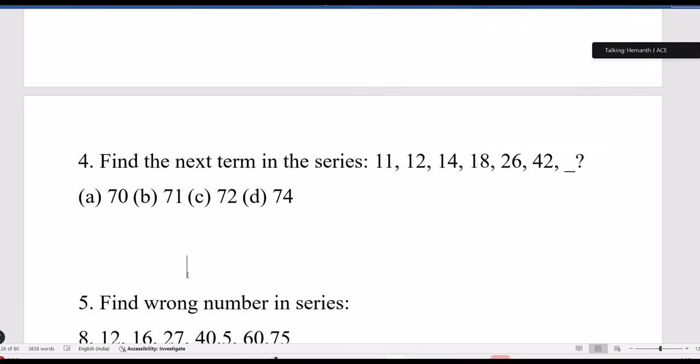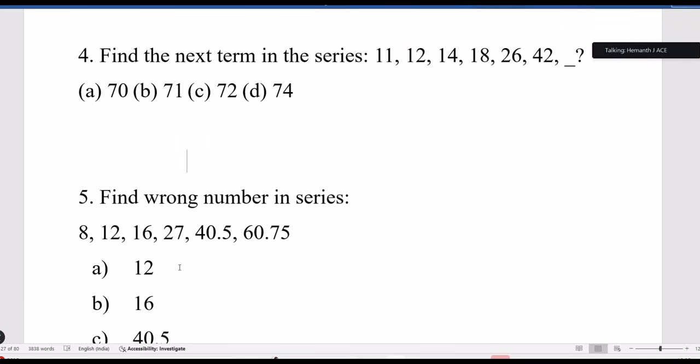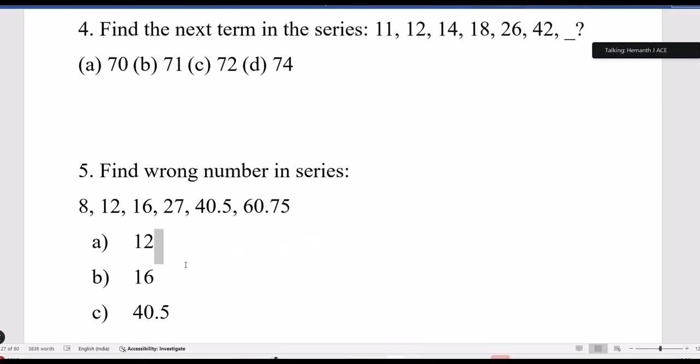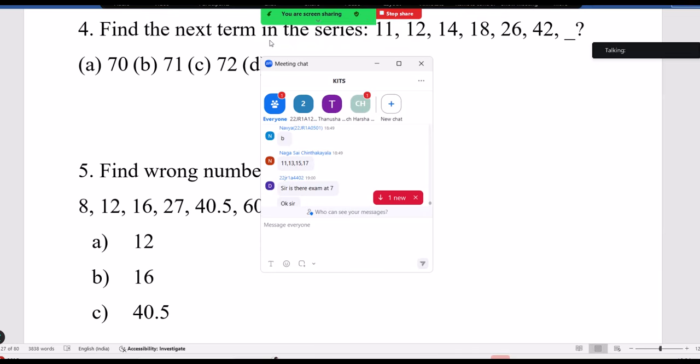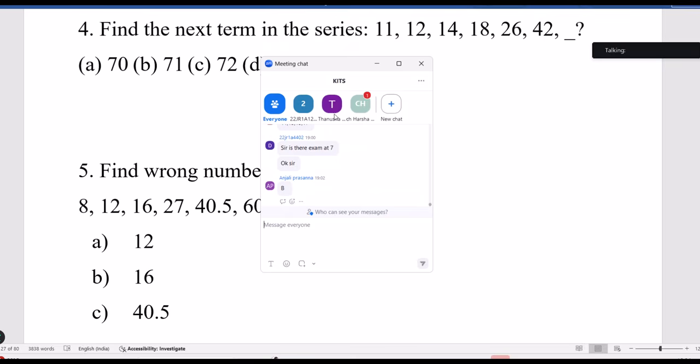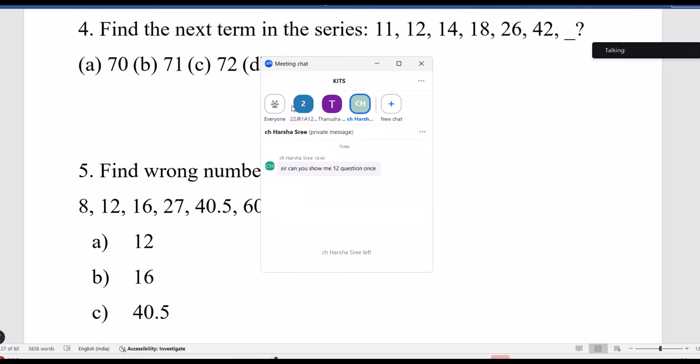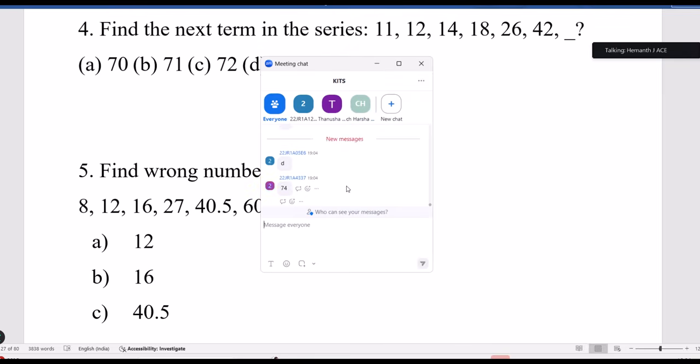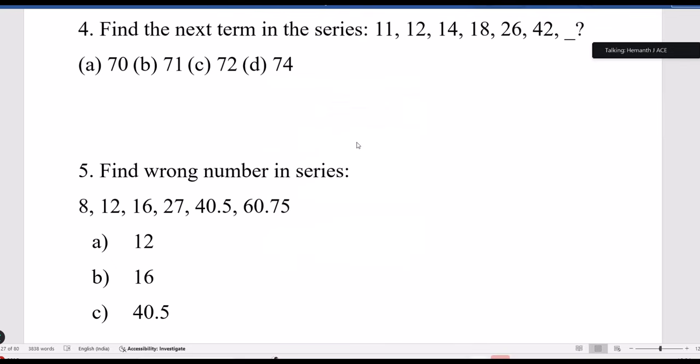Now see the next one, a series related question. One is finding the missing term, whereas in the other you need to identify the wrong one. The 12th question at 6:48, somebody asked. Okay, we'll display it. Now if you see here, the differences are doubled.